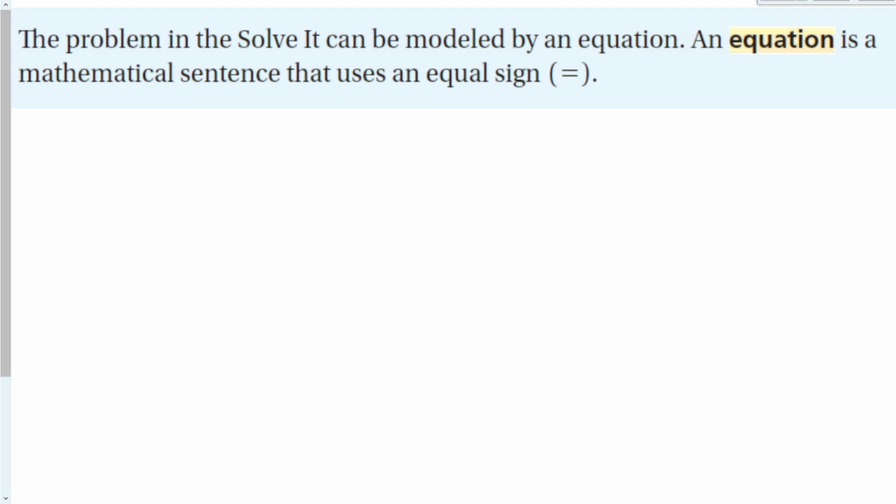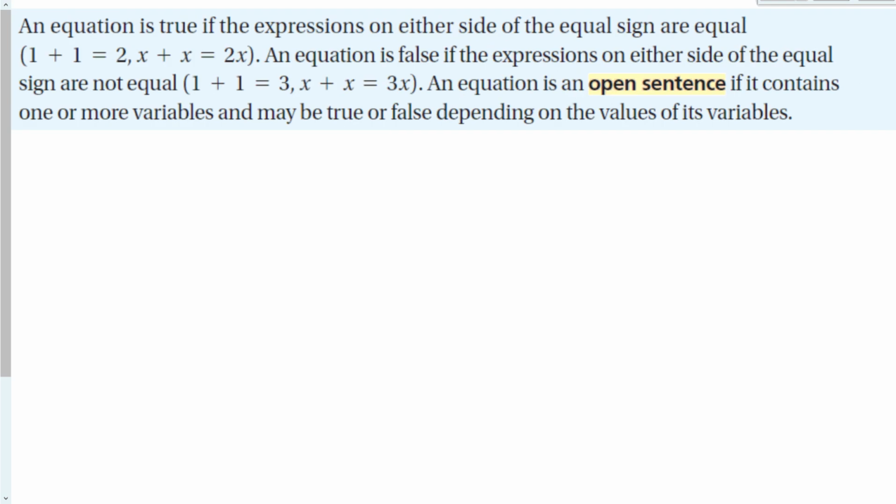So the problem in the solve it can be modeled by an equation. An equation is a mathematical sentence that uses an equal sign. That's all it is. Okay? So we're just going to make some sort of sentence, some sort of statement that has an equal sign in it, and then that is an equation.